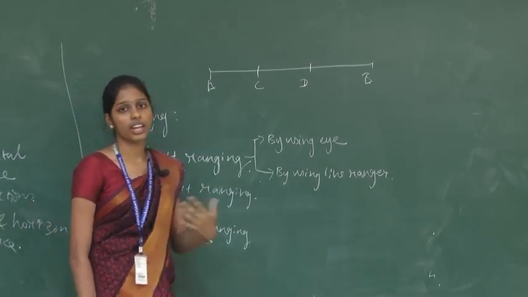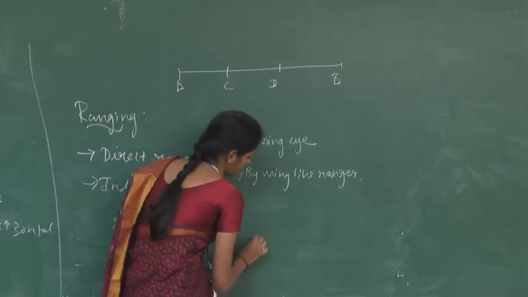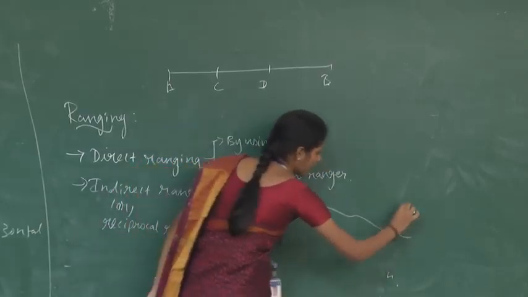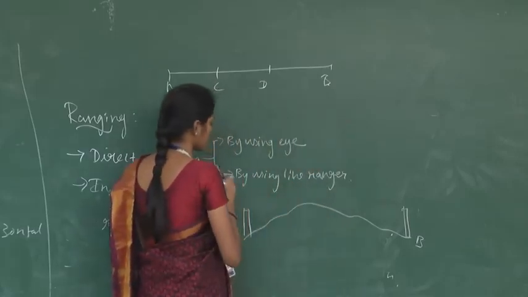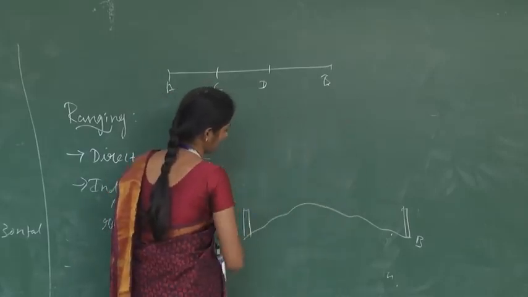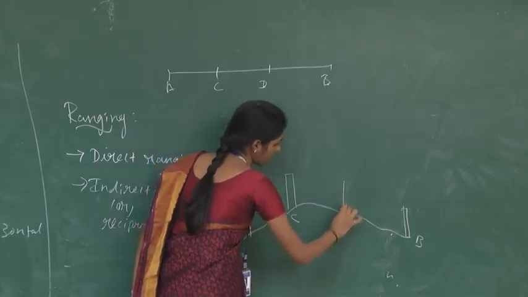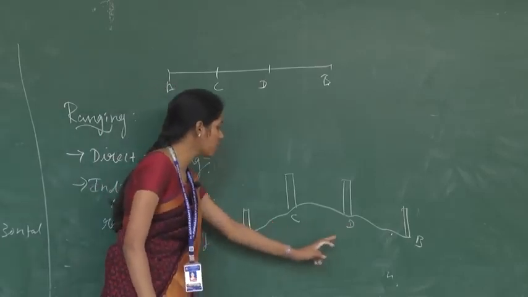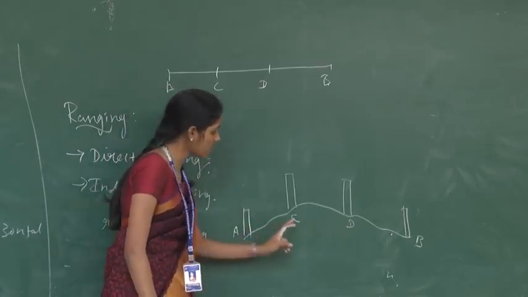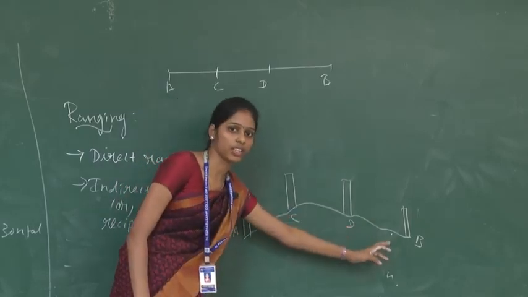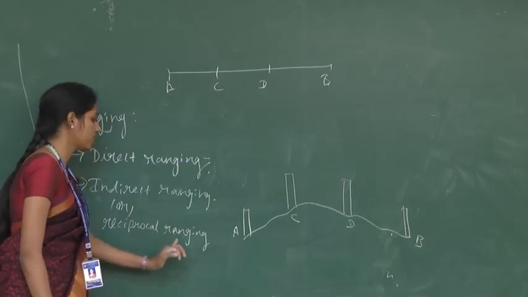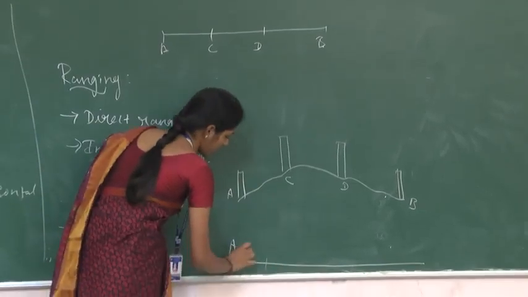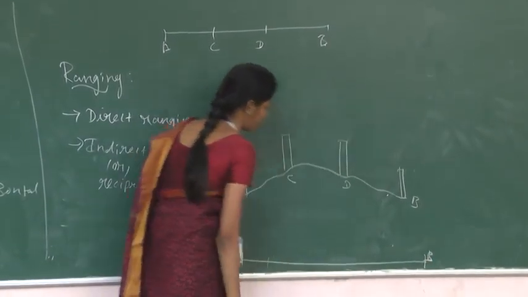If you are ranging in a hilly area, for example, these are the stations A, B and intermediate stations C and D are fixed. Here you can see the station D is not visible from point A and station C is not visible from point B. In this method, we can adopt the reciprocal method of ranging. This is point A and this is point B.